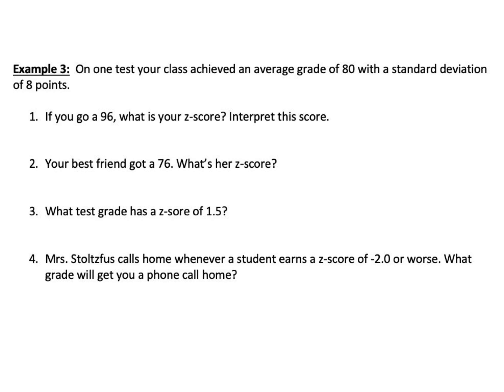We're just going to do a few more practice problems. On one test, your class achieved an average grade of 80 with a standard deviation of 8 points. If you got a 96, what is your Z-score, and interpret the Z-score? So to find your Z-score, you're going to take your value, subtract the mean, and divide by our standard deviation. This means that you are 2 standard deviations above the mean.